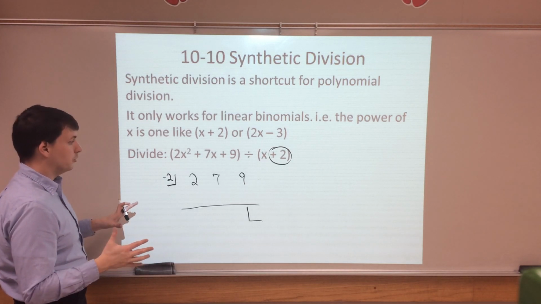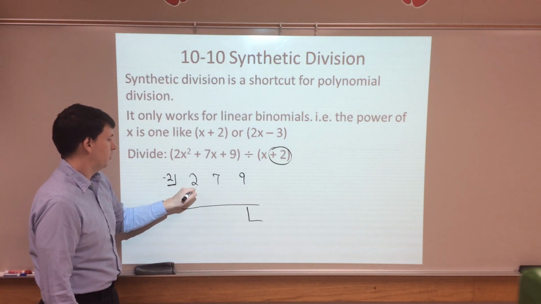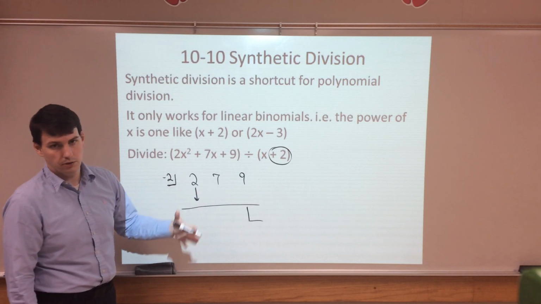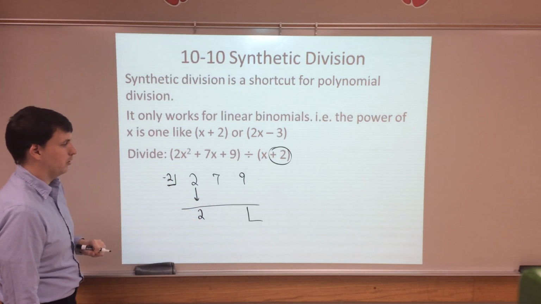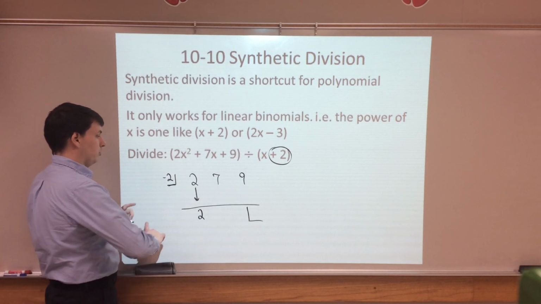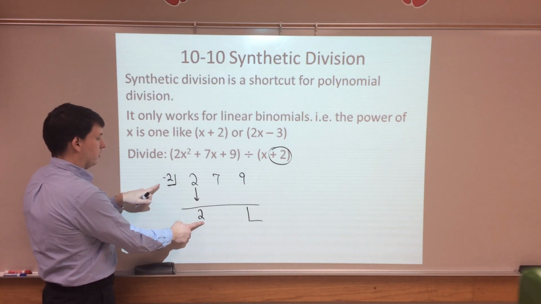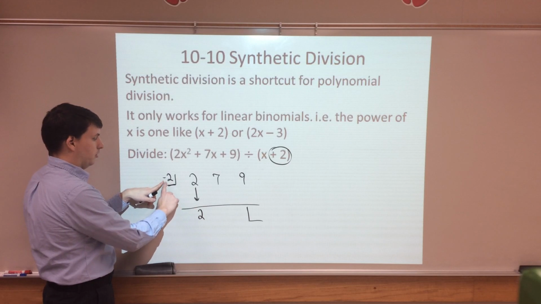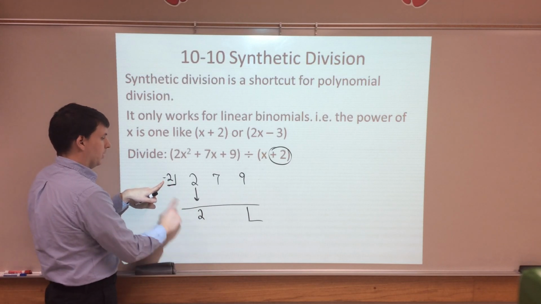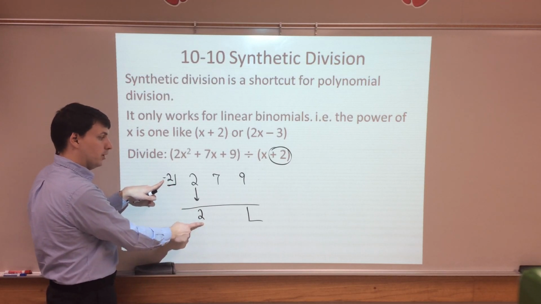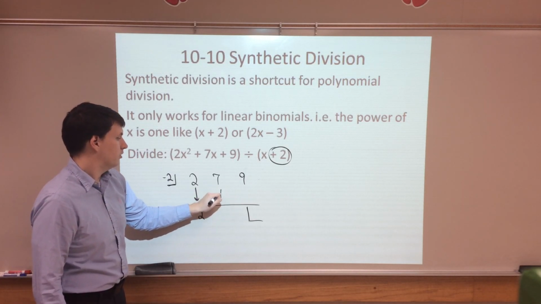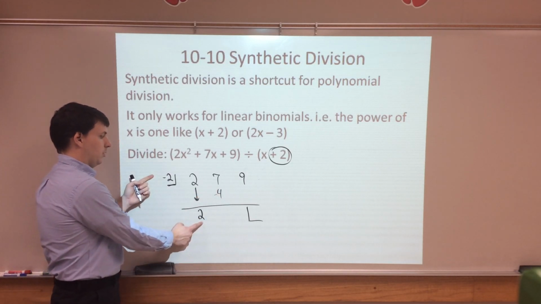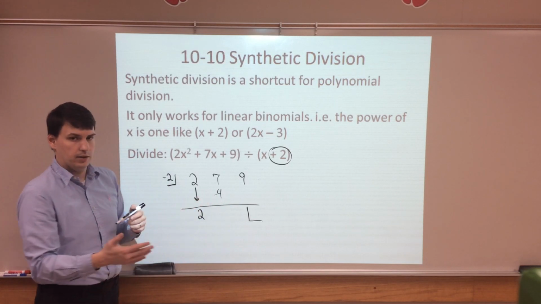And to work through it, the first thing that you do is you always just drop down the first value. So we're going to take this 2 and drop it down. It's going to be the first part of it. Then we're going to take that value underneath there and multiply it times this value up here, the negative 2. So 2 times negative 2 is negative 4. We're going to put it in this space right here underneath the 7. So negative 2 times positive 2, that's where I get that negative 4.